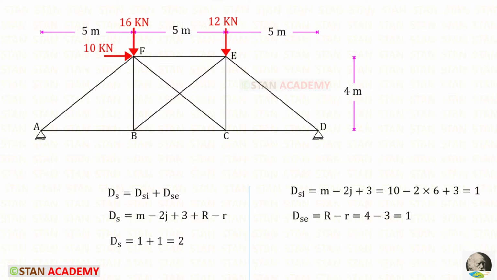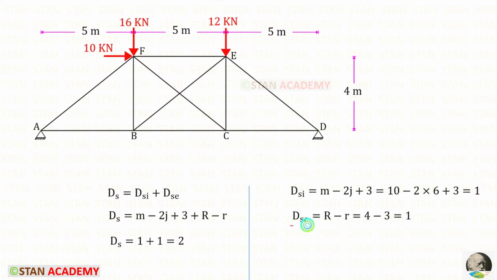First, let us find dSi. M is the number of the members. Let us count the members. 1, 2, 3, 4, 5, 6, 7, 8, 9, 10. So M is 10. J is the number of the joints. 1, 2, 3, 4, 5, 6. J is 6. For dSi, we will get 1.